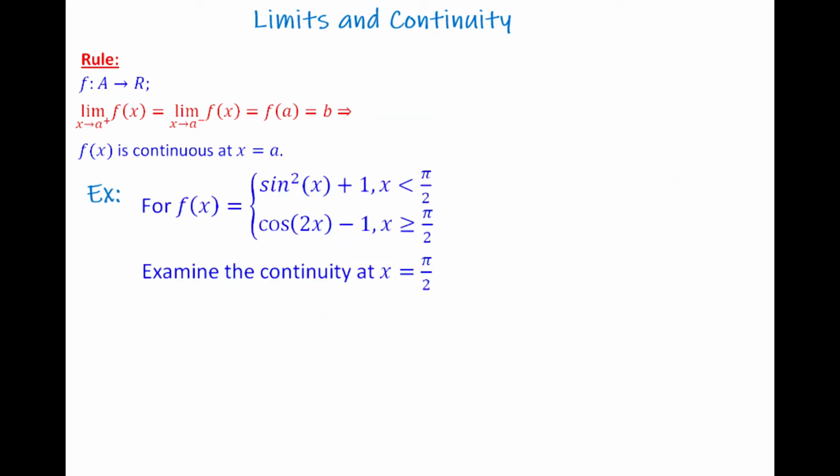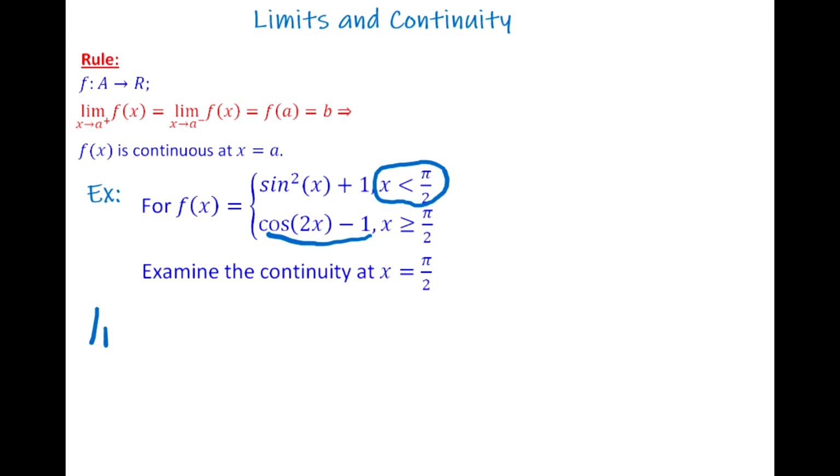Okay, guys, we have a new question, and it says for the function f of x, which is defined as sine square x plus 1, where x is less than pi divided by 2, guys. That is important. This is our first boundary. And the second boundary is when x is greater than or equal to pi divided by 2, this is our function. And examine the continuity at the point x is equal to pi divided by 2, guys.